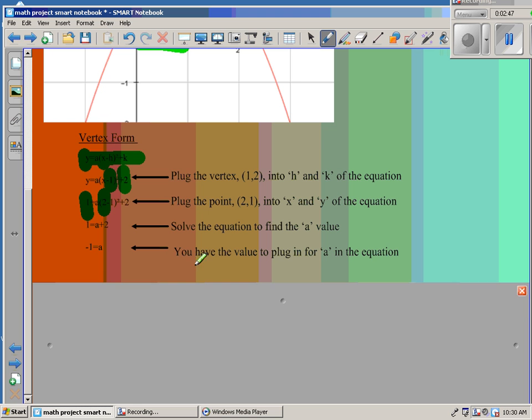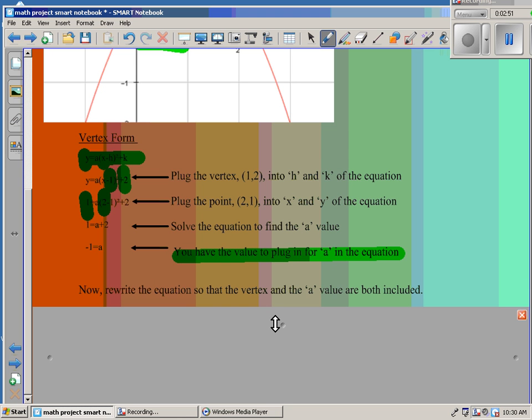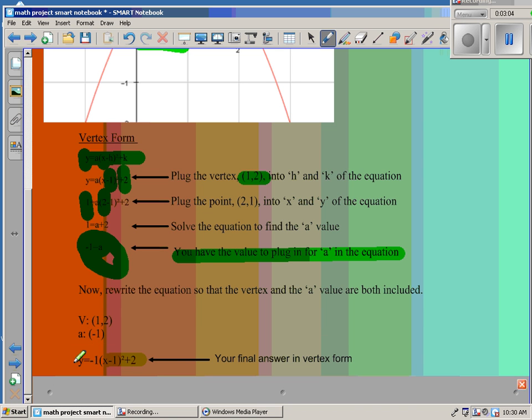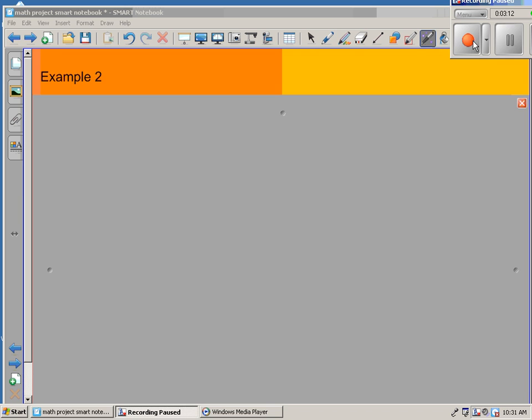Then you want to plug the a into the equation. So rewrite the equation so the vertex, which is (1, 2), and the a value, which you found right here, are both included in the equation. So vertex (1, 2), a equals negative 1. Your final answer should be y equals negative 1 times (x minus 1) squared plus 2. And this is your final answer in vertex form. So finally, let's do one more example. Example 2.